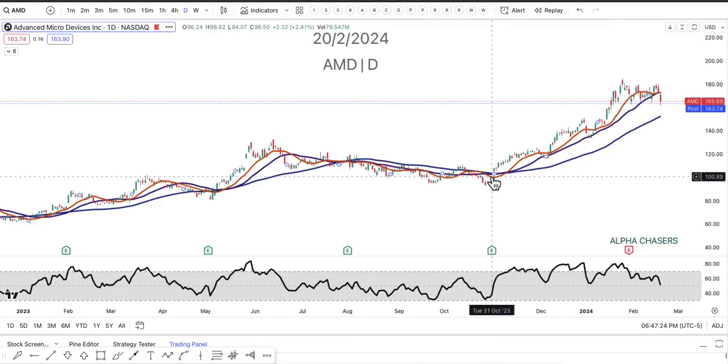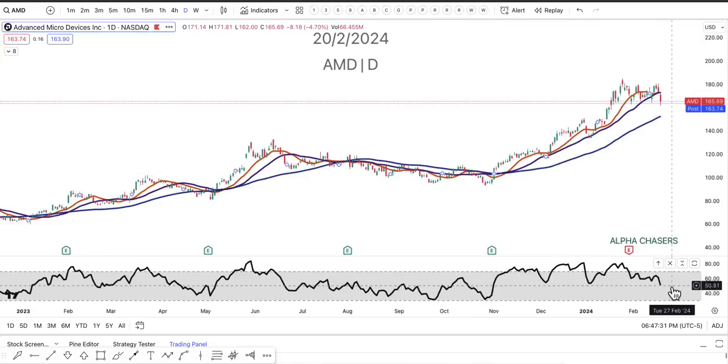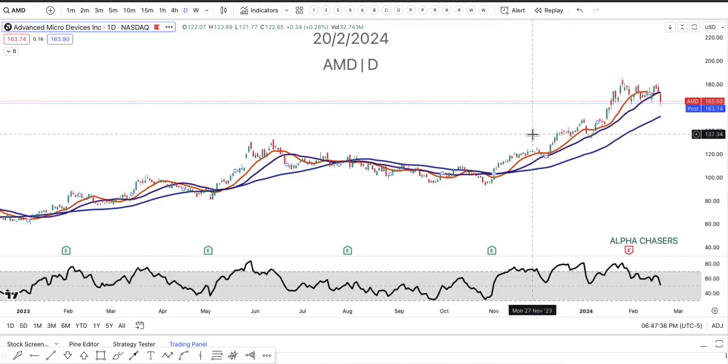When was the last time you closed below the 22? You closed here. It's been since November 1st that you've done this. Look at the RSI. Look at how it's rolling. Okay, this is pretty clear indication that this is putting in a top.